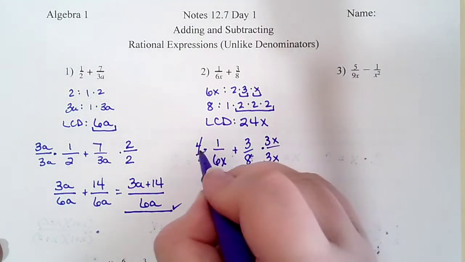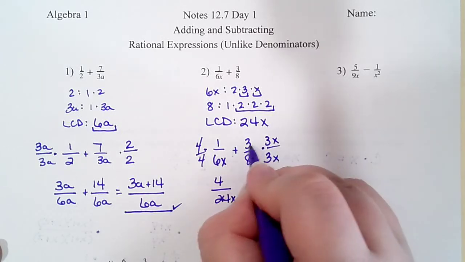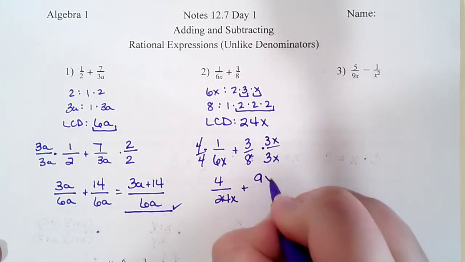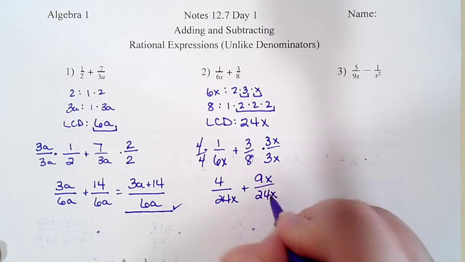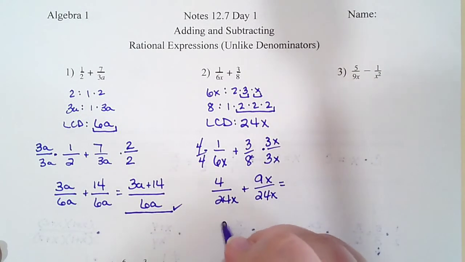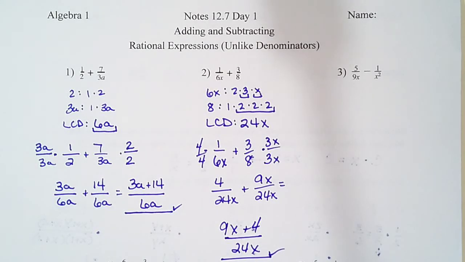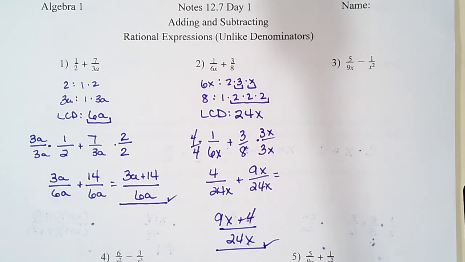And now let's simplify. 4 over 24x plus 9x over 24x, and add. I'm going to put it down here. 9x plus 4 over 24x. Boom. Just like that. And I can't reduce or simplify, so that is my final answer.